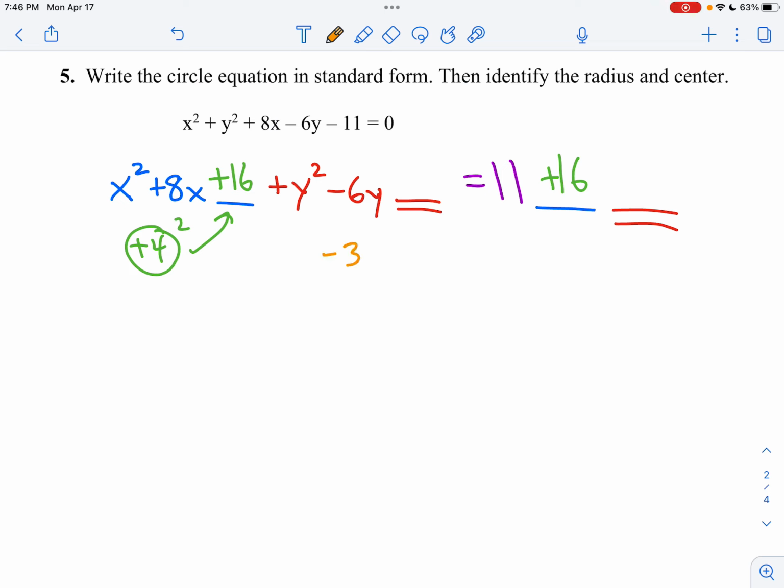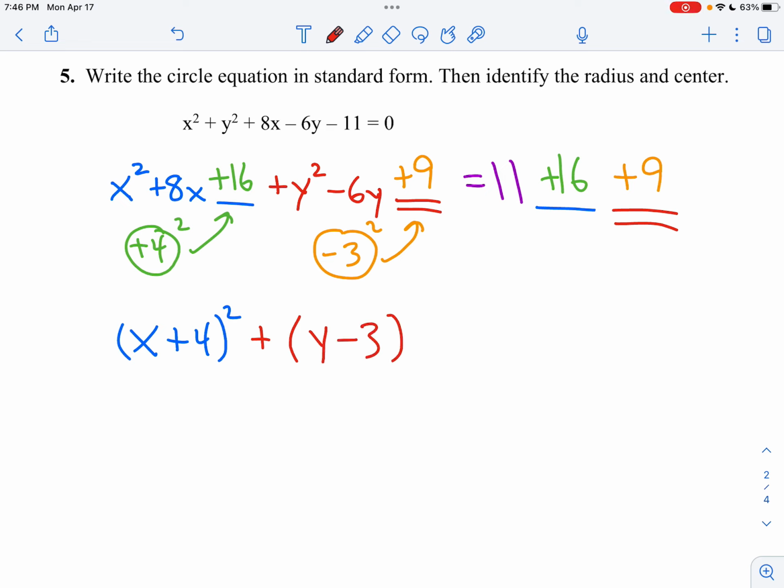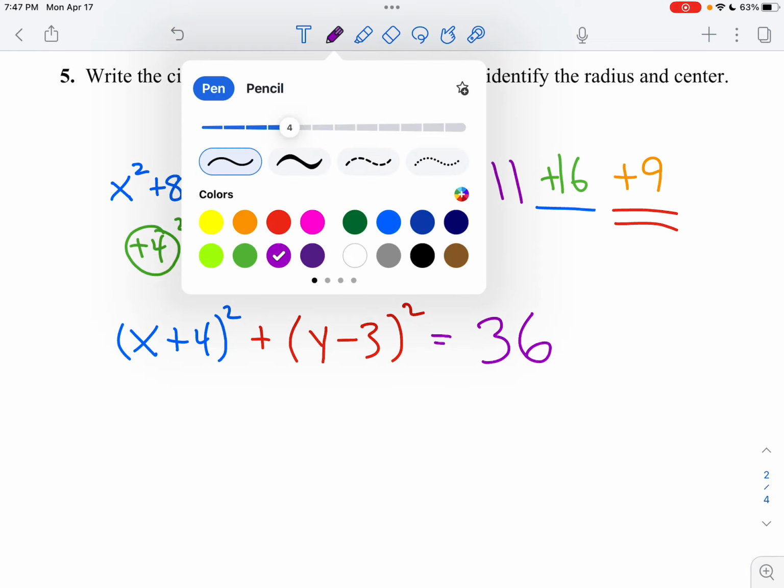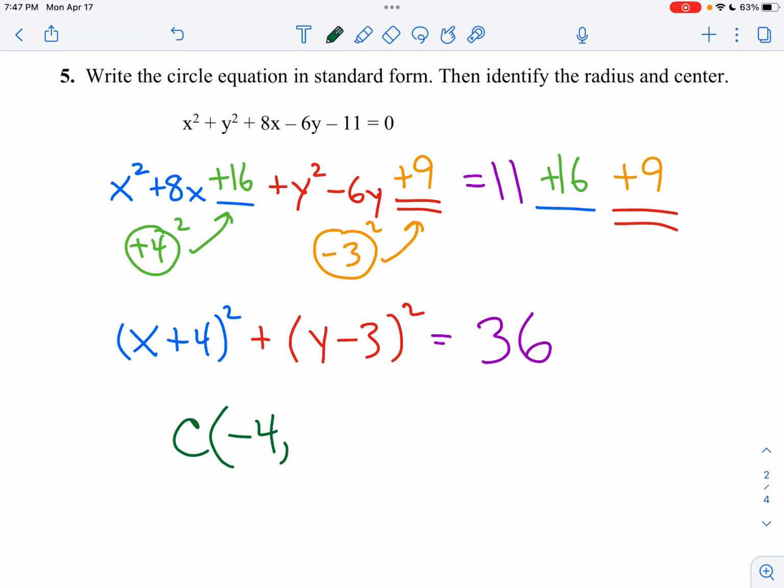We're going to take half of negative 6, which is negative 3. We're going to square it and get positive 9 on both sides. We're going to factor the blue into x plus 4 squared. We're going to factor the red into y minus 3 squared. And we are going to simplify the right-hand side. 11 plus 16 is 27, and 27 plus 9 is 36. So we did write the equation in standard form. And then it says identify the center. So our center is negative 4, positive 3, and our radius is positive 6.